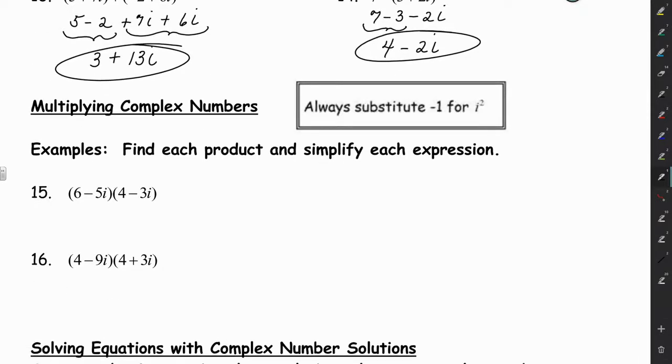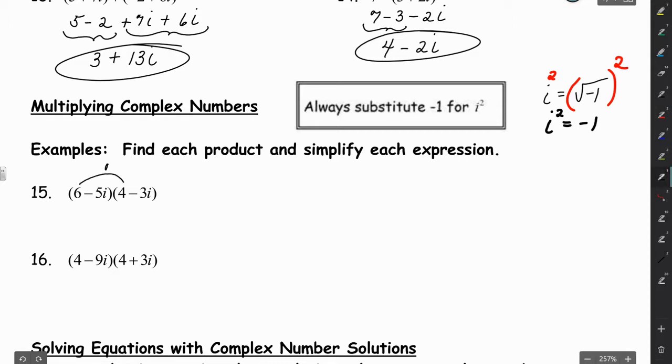All right, multiplying complex numbers. When we start multiplying complex numbers and we see an i squared, we are going to replace it with negative 1. Remember, if we have i is equal to the square root of negative 1, if we were to square both sides, we would end up with i squared is equal to negative 1. So anytime we see i squared in our problem, we want to replace it with negative 1. And we're just going to go ahead and FOIL like we always would here.